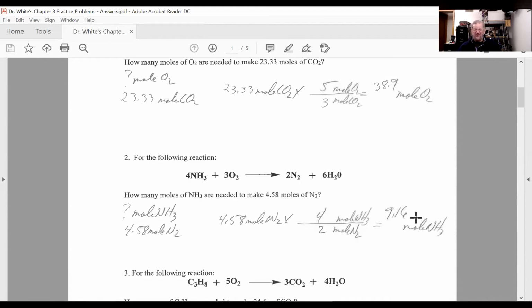Anyways, whatever you're trying to get to goes on top. Whatever you're trying to get rid of goes underneath. And where do I get these numbers? From the coefficients of a balanced chemical equation.